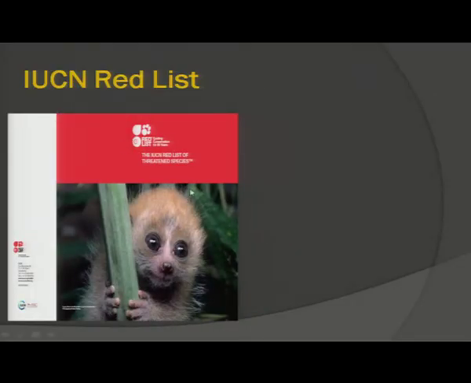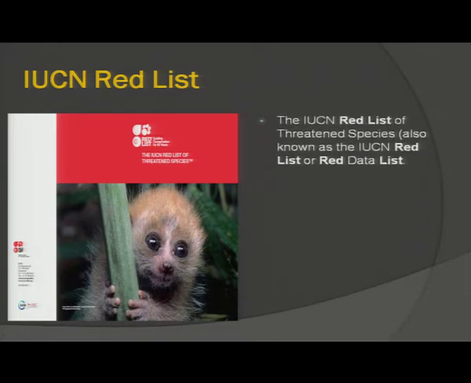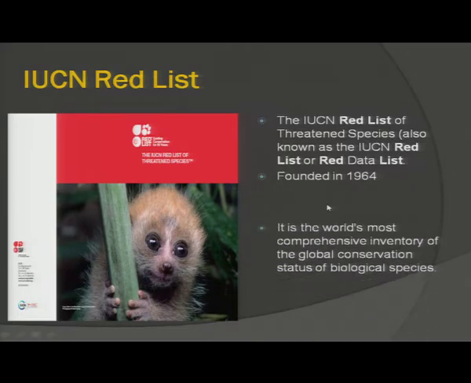So, this is the cover page of the book catalogued by them, the IUCN Red List of Threatened Species, and it is brought out on a regular basis. The IUCN Red List of Threatened Species is also known as the IUCN Red List or Red Data Book or Red Data List. It was founded in 1964, and since then it has been regularly publishing the list of those animals, those plants, those species which are facing constant threat of extinction.